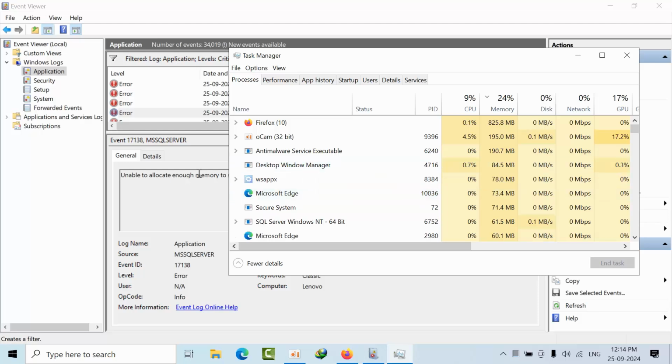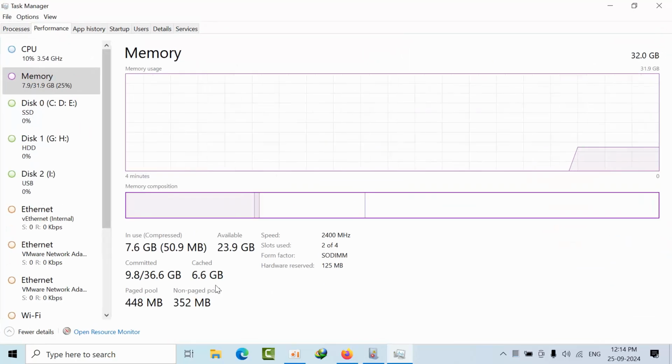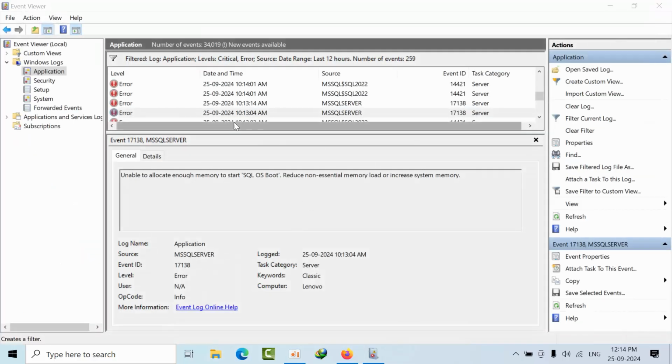So I disabled the antivirus. At that time, only 500 MB was free at 99%. After disabling the antivirus, it increased by 100 MB, so about 580 to 600 MB was free. But still my SQL Server had the problem.